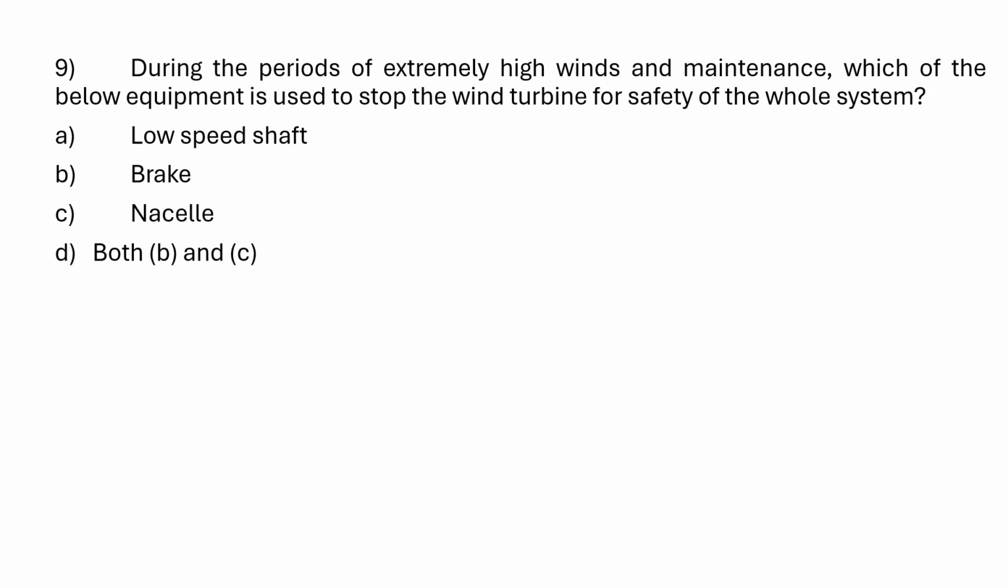Now, during the periods of extremely high winds and maintenance, which of the below equipment is used to stop the wind turbine for safety of the whole system? A, the low speed shaft, B, brake, C, nacelle, D, both B and C. D. Yes.